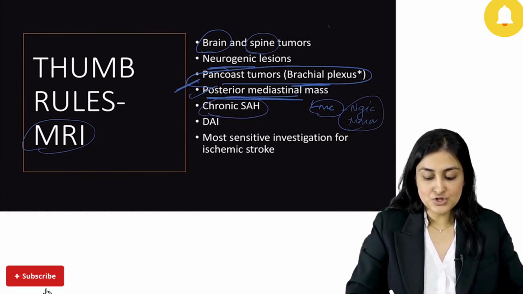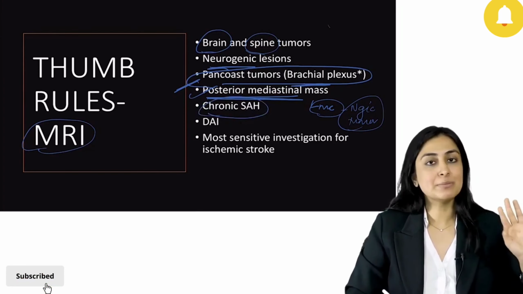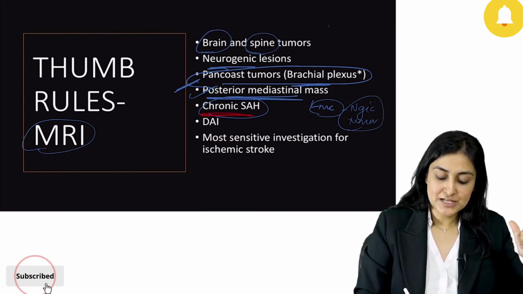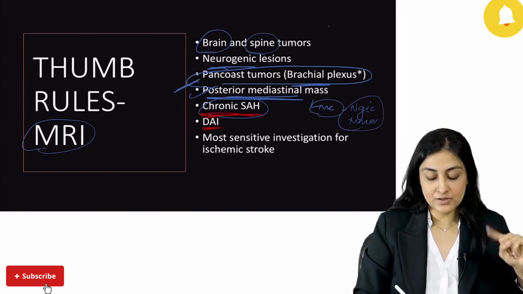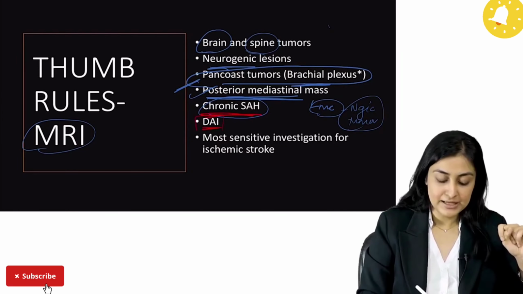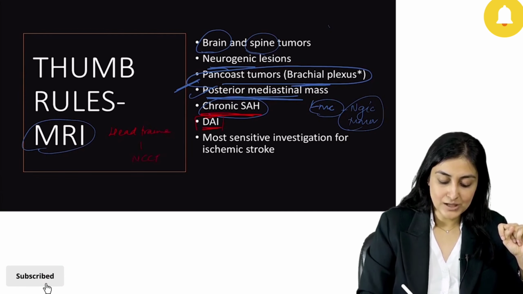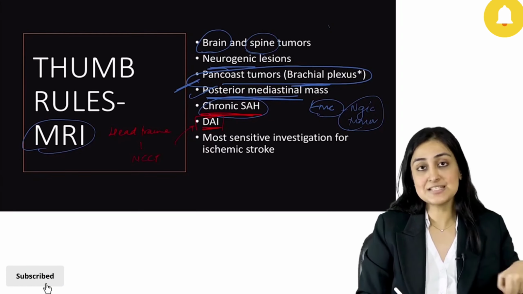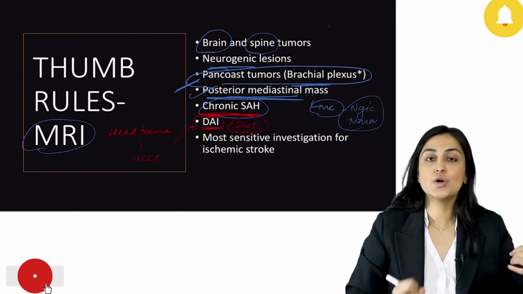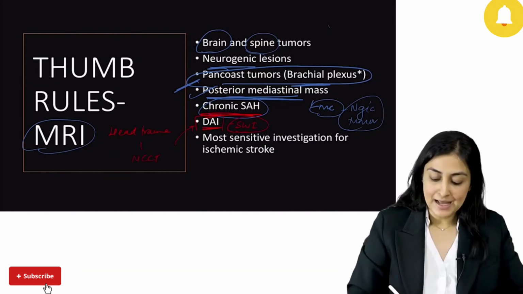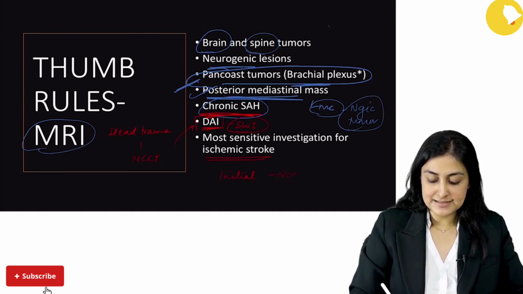Chronic SAH. So again, now changing gears into hemorrhage. We just discussed that acute hemorrhage is going to be hyperdense on CT. So anytime I want to see chronic SAH, remember MRI is the answer. Diffuse axonal injury. Again, one exception to head trauma. If you remember, for head trauma the investigation of choice is NCCT. But one exception is diffuse axonal injury, where CT can be normal and you need MRI, particularly a gradient sequence called susceptibility weighted imaging.